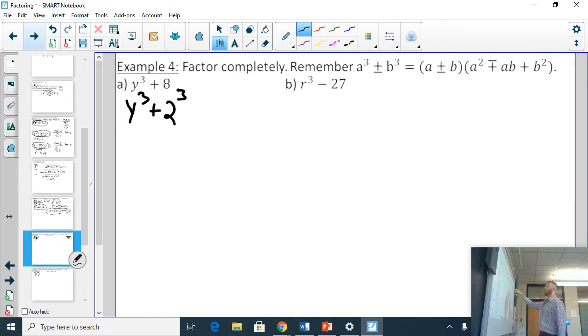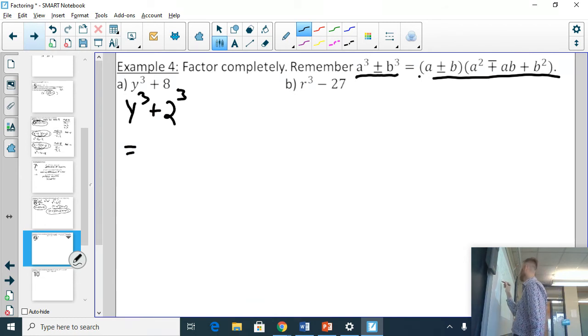So we follow this. Since this is a cubed plus or minus b cubed, we're going to follow that. So we have plus. So we're going to have a cubed plus b cubed equals a, and then since the plus and minus are in the same orientation, we're going to follow that. So our a is y, right? Just a single y. And then plus is on top. And we have plus here, so I'm going to say plus 2, because that's our b. 2 is our b. And that ends it there.